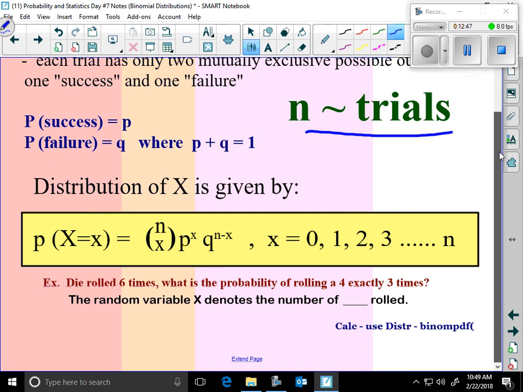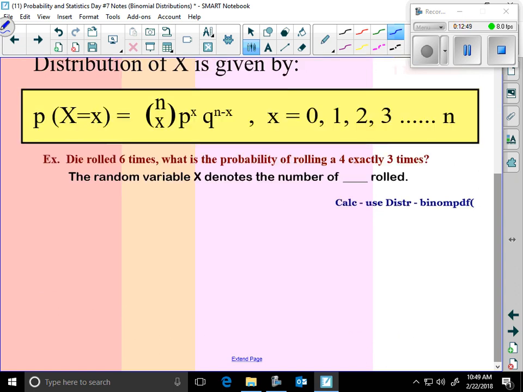Okay. Now, this right here should maybe hurt your head a little bit, but let's take it and apply it to an example. A die is rolled 6 times. What's the probability of rolling a 4 exactly 3 times? Okay, I'm going to show you the difficult way to do this, and then I'm going to show you the easier way. Well, why didn't you show me that first method? The random variable X will denote the number of 4s rolled. Okay, so let's think about this for a moment. What is this notation right here?